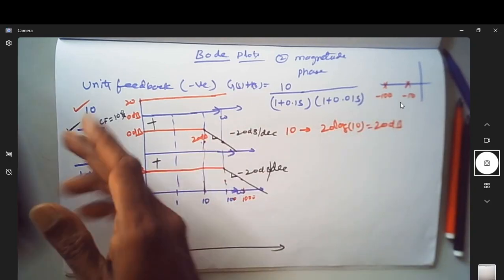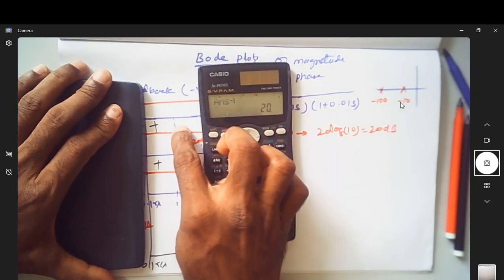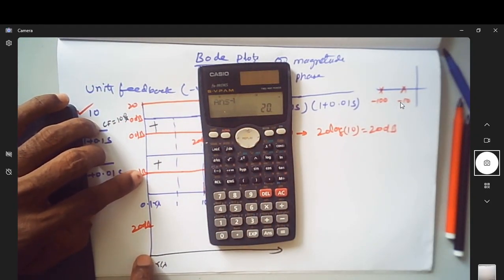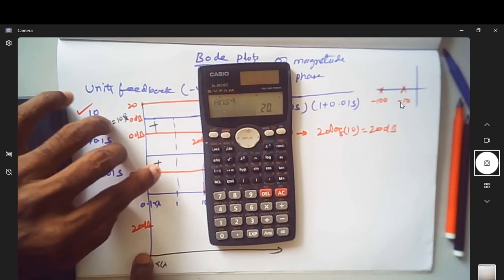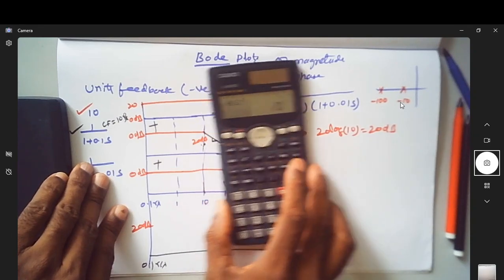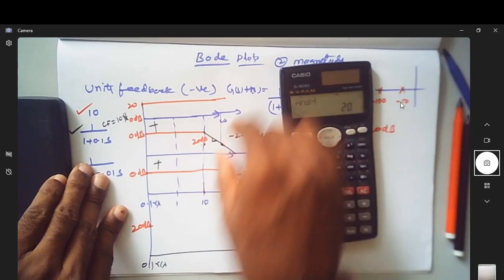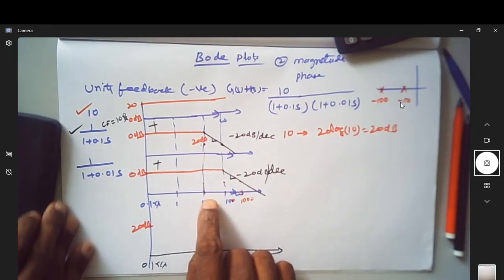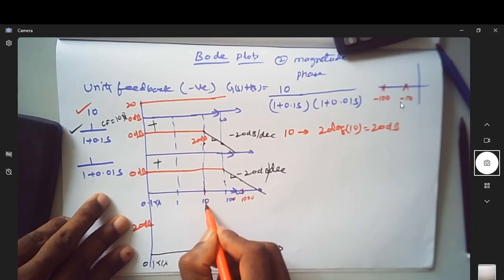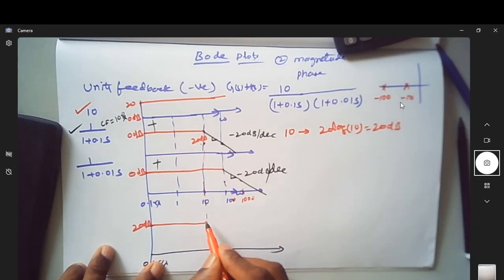So see here, between this and this, what is this? This is 20, this is 0, this is 0. So what is the addition of this? We saw the addition of that at the beginning is 0 plus 20. Will it continue till where? Will it not continue till 10 radian per second? Because my first cutoff frequency starts at 10 radian per second. So till the first cutoff frequency, the magnitude goes as 20 dB per decade, correct? So this is my resultant plot.